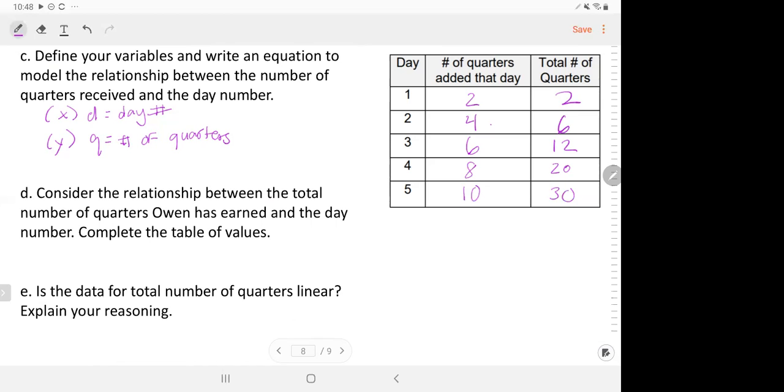Okay, and consider the relationship between the total number of quarters Owen had earned and the day number. Complete the table of values. Oh, I'm sorry, we forgot to write our equation. To make our equation a little bit easier, I should have actually defined my dependent variable Q or Y as the number of quarters added that day.